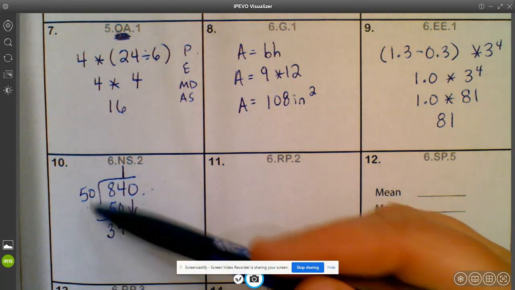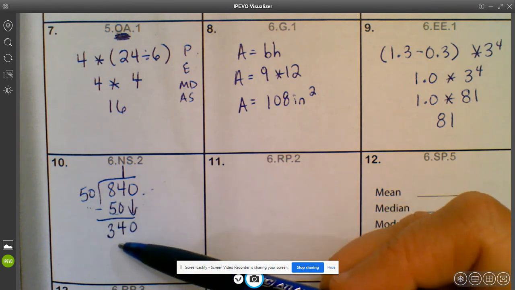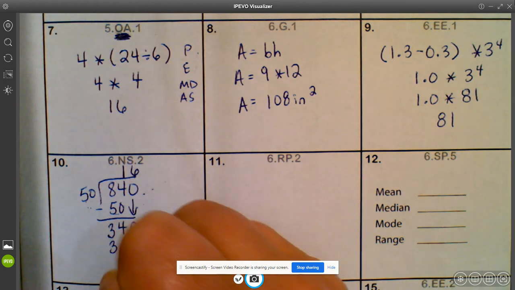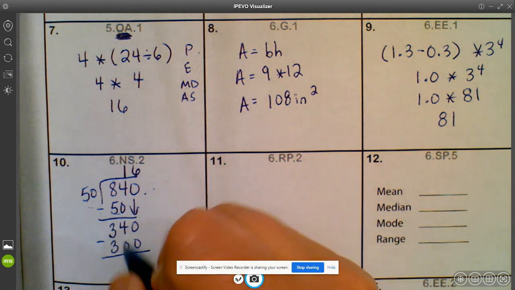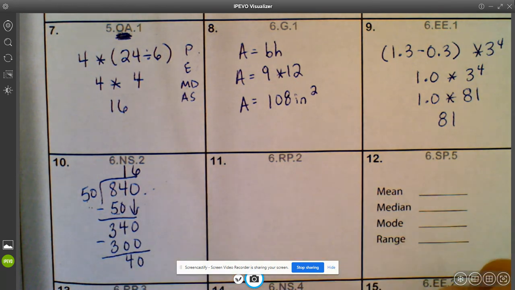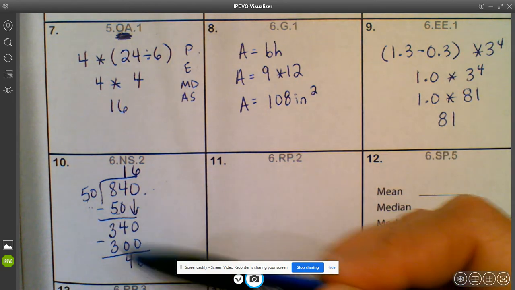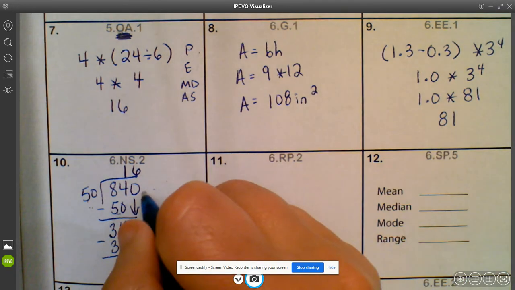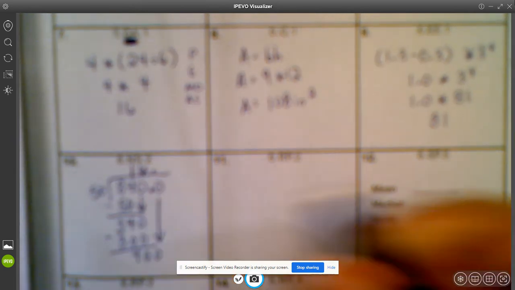How many groups of 50 will go into 340? Well, I know 5 times 6 is 30. So 50 times 6 would be 300. So times it by 6, and you get 300, and you have 40 left over. So at this point, we can either make it into a fraction, 16 and 40 over 50, which would simplify to 16 and 4/5, or we can add a decimal point and a 0, bring down that 0.